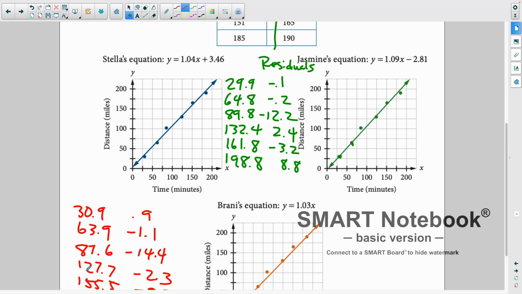So somehow we need to be able to go through here and find the error and see which one had the most error, which one had the least amount of error, okay? How could you go through here with these residuals right here? How could you go through and make them all positive? Absolute value. That wouldn't be a bad idea, all right?